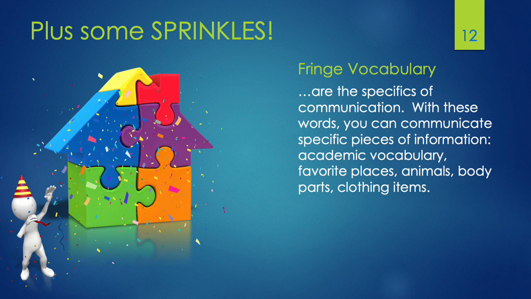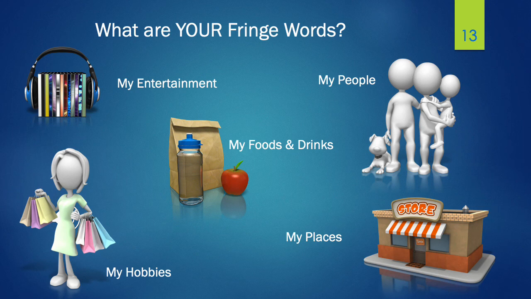With these words, you can communicate specific pieces of information. Academic vocabulary, favorite places and people, animals, body parts, clothing items, for example. Take a moment to make a list of your fringe words. What are the things that you like to do for entertainment? Your favorite foods and drinks? The people in your life? The places you like to go? Your hobbies? After you've written these down, take a second to think, why are these important?